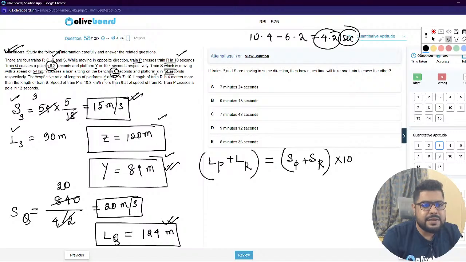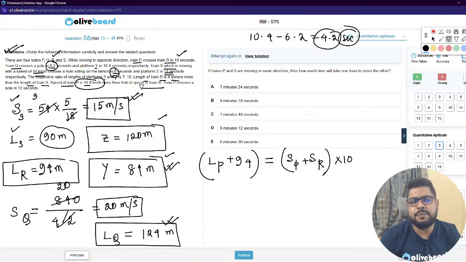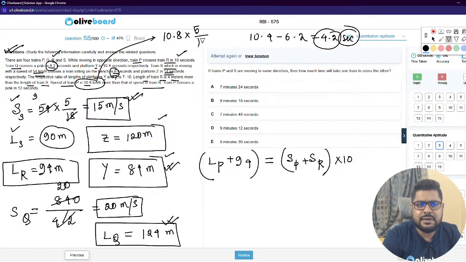Now, come back to this. Length of R is 4 meter more than train S. Train S ka length is 90. So length of R we know. 4 meters more means 94. And we can put that in this equation. So this is 94, sir. Right? Speed of train P is 10.8 kilometer per hour. So 10.8 kilometer per hour means, convert this, sir. Just get. So this is 2. This is 54. 54 means 18 threes. So 3 meter per second.